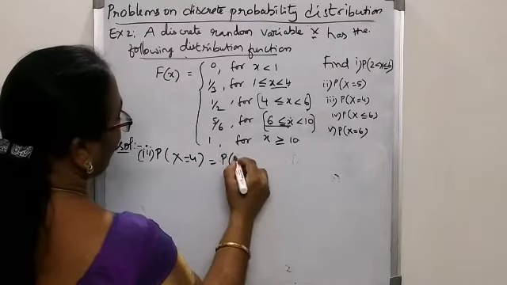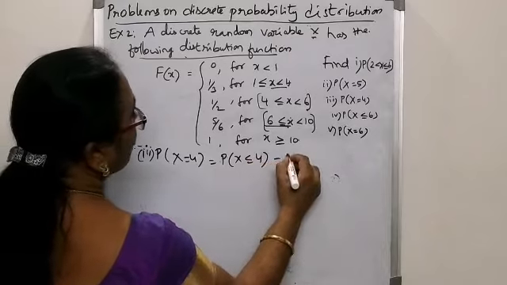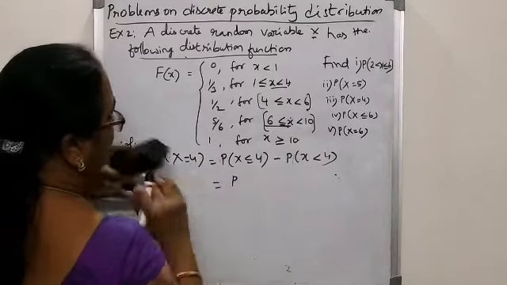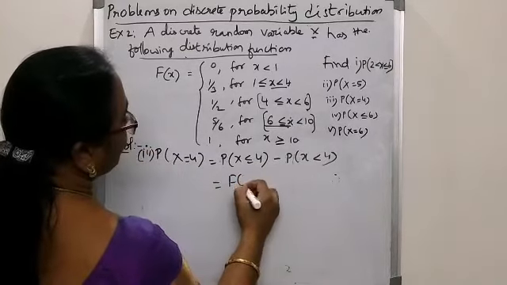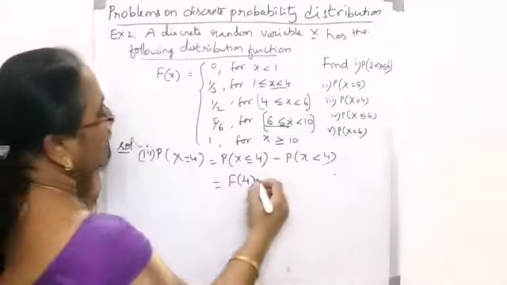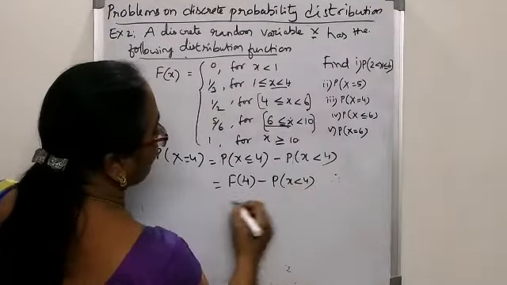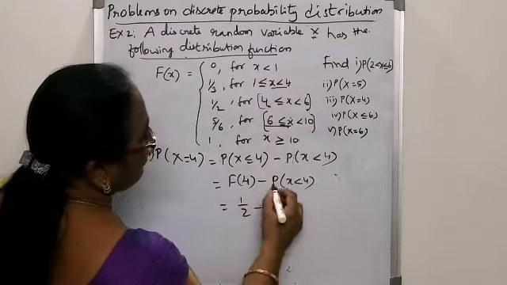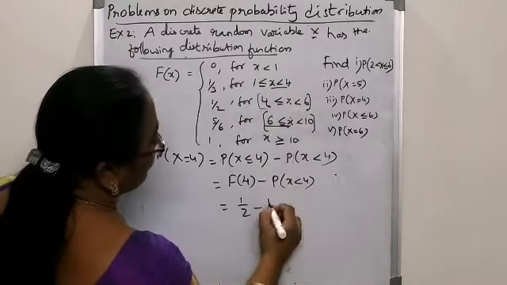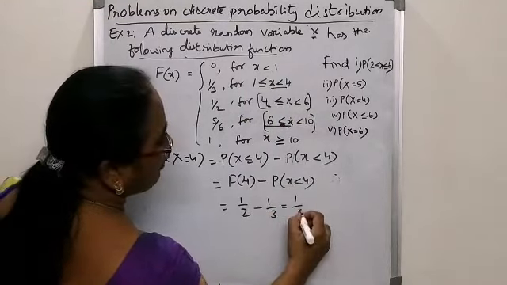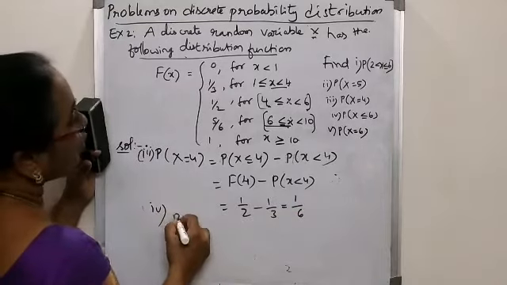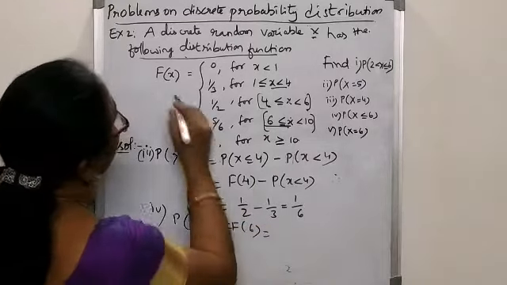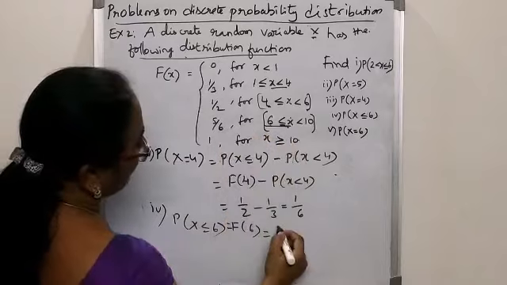Now the third part, let us solve the value of P of x equal to 4. This is P of x less than or equal to 4 minus P of x less than 4. P of x less than or equal to 4 is f of 4, the probability distribution at the variable 4, minus P of x less than 4. F of 4 from the table is 1 by 2. P of x less than 4 is 1 by 3. So 1 by 2 minus 1 by 3, we have 1 by 6. Now the next one, P of x less than or equal to 6. It is clearly equal to f of 6. From the table, f of 6 is 5 by 6.